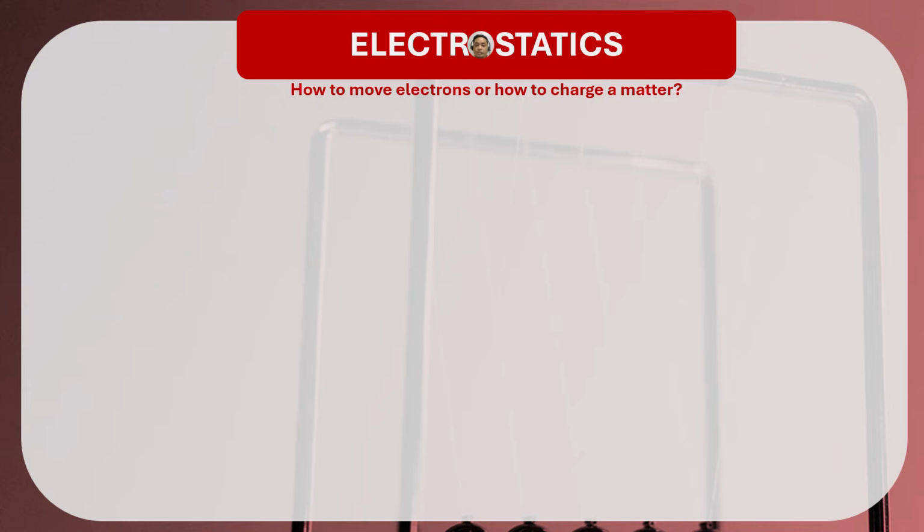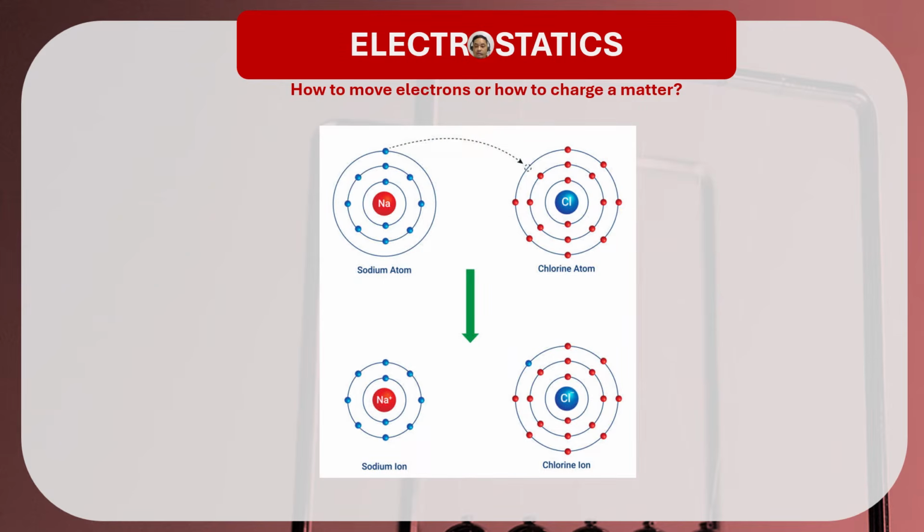How to move electrons or how to charge a matter? I have here a picture. If you notice, you have a sodium atom here and then a chlorine atom. When you combine them, it will form sodium chloride, or table salt. If you notice, the sodium loses its electron and then it is accepted by the chlorine atom. At first, they have an equal number of protons and electrons. They are neutral.